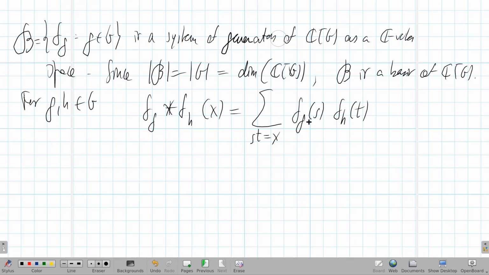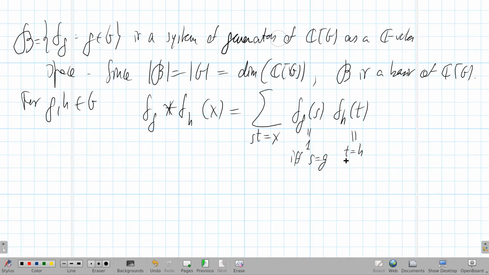The only way to have one of these terms different from 0 is to have both terms different from 0, because otherwise, if one of them is 0, the product will be 0. So this will be, if it is different from 0, it will be 1, if and only if S equals G, okay? And similarly, this will be different from 0 if and only if T equals H, okay?